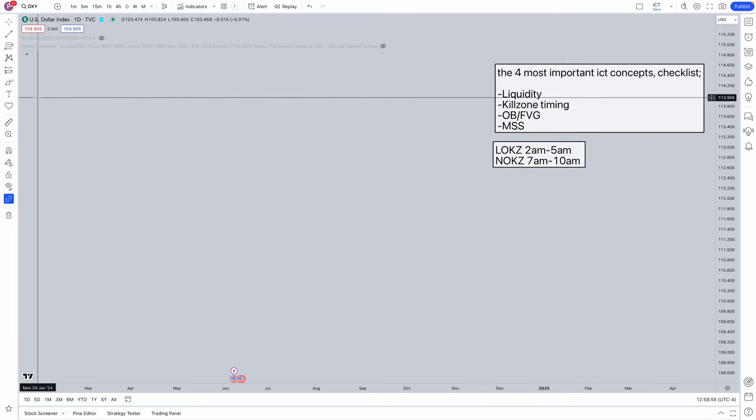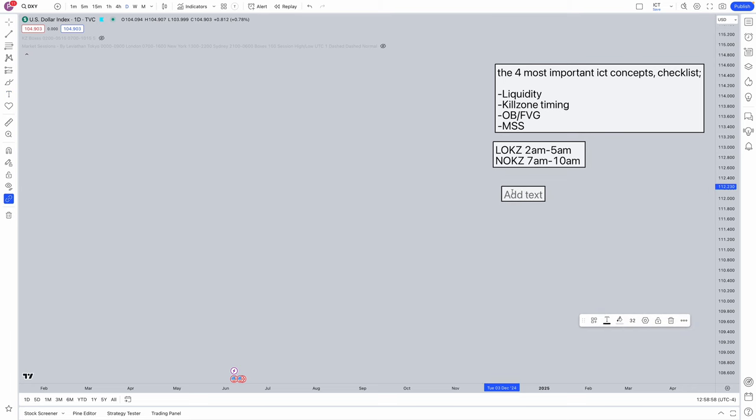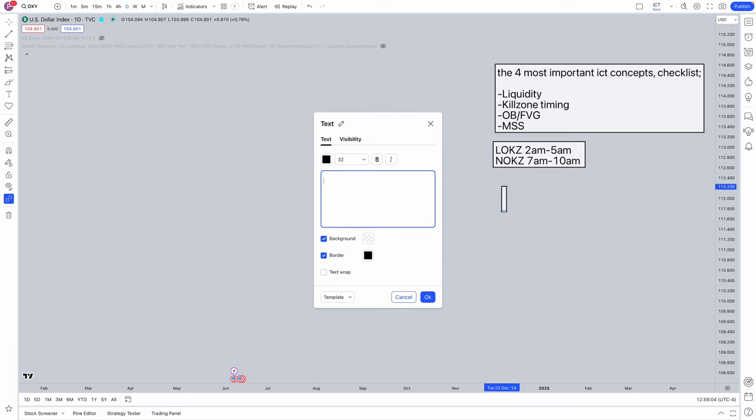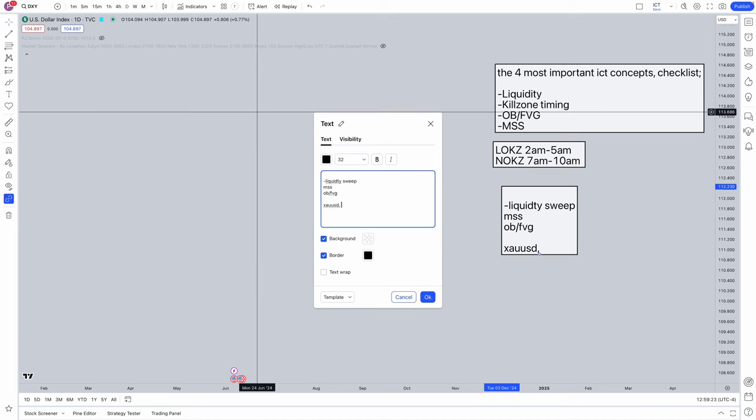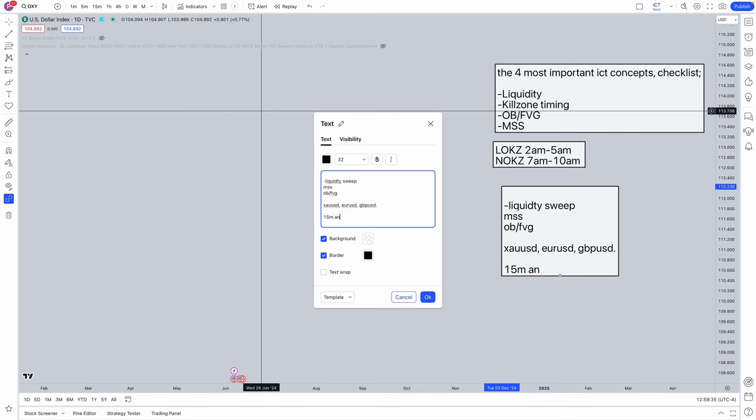So the actual strategy that we're going to be using, okay guys, is going to consist of, first things first, a liquidity sweep, a market structure shift, an order block, or fair value gap. Okay, that's how simple the strategy is going to be. Now, what pairs can this actually work on? XAU/USD, which is gold, my favorite. Euro/USD, GBP/USD. Now, you can use it on other pairs. I just haven't personally used it, so I'm not going to recommend any other ones. The time frames that we're going to be using in this strategy are the 15-minute and 5-minute.